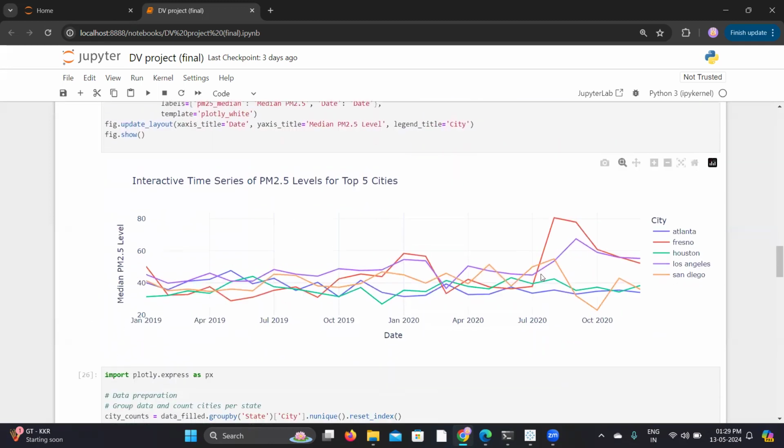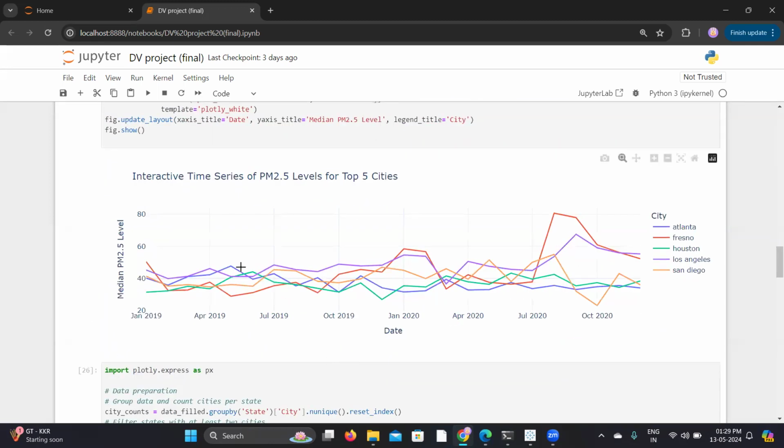So next we have a line graph. This illustrates the median PM2.5 level across 5 major cities, which are mentioned here: Atlanta, Fresno, Houston, Los Angeles, and San Diego. So it is an interactive time series of PM2.5 levels for these 5 top cities. If we observe, this graph is taken from January 2019 to October 2020. Dates are mentioned on the x-axis.